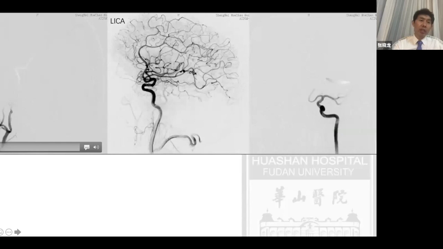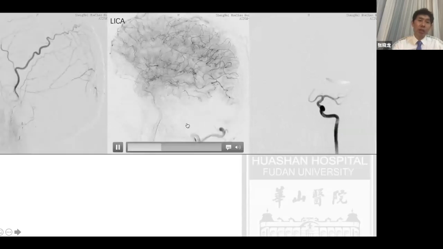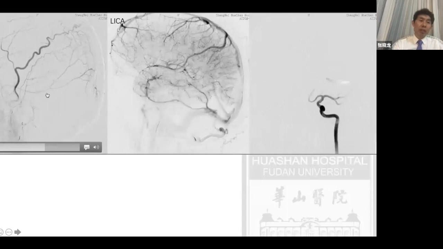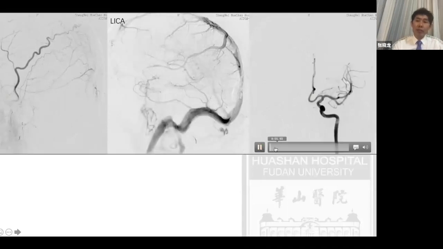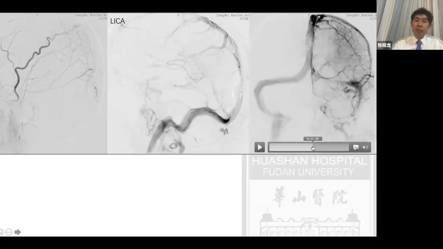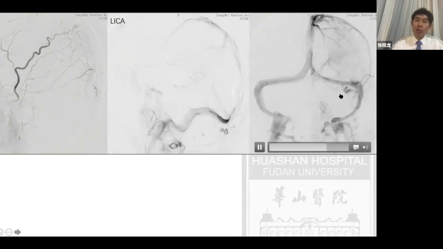So here is the post-operation angiography. The fistula was totally gone from the ECA, ICA angiography. And the brain circulation was recovered totally.